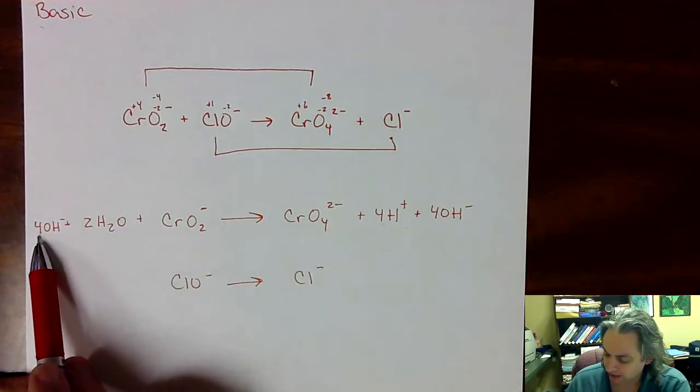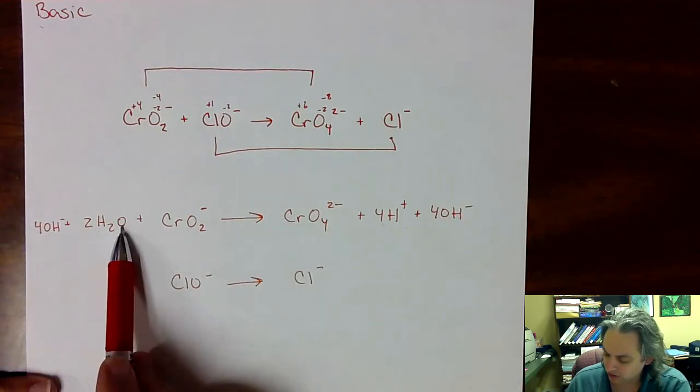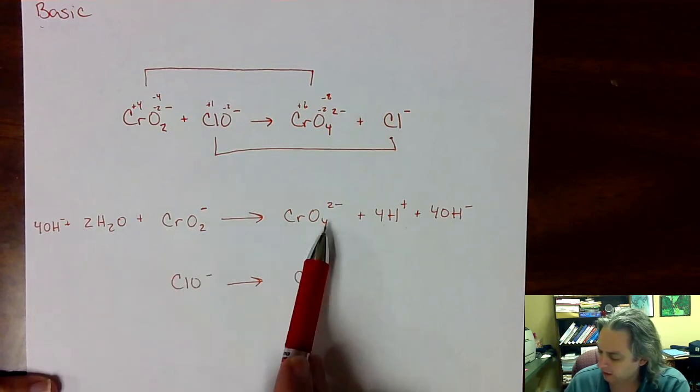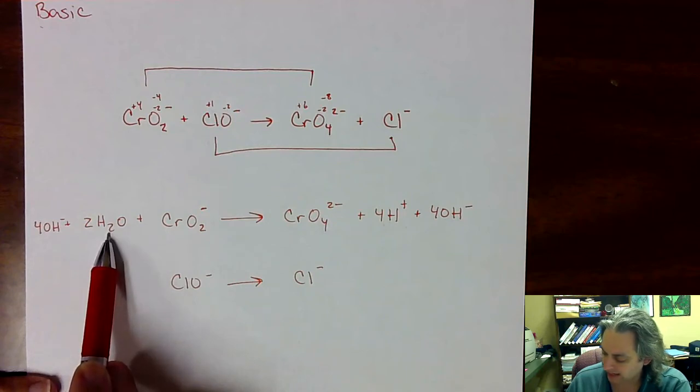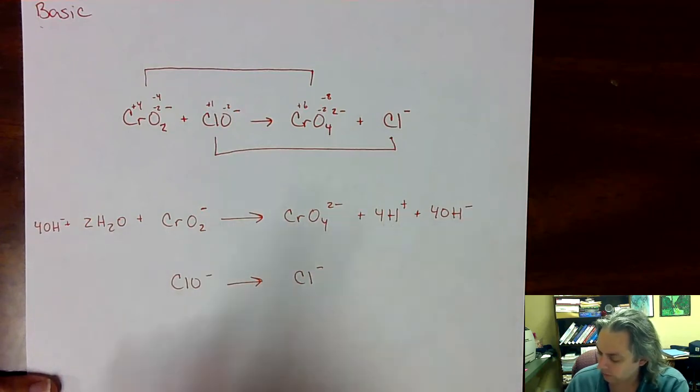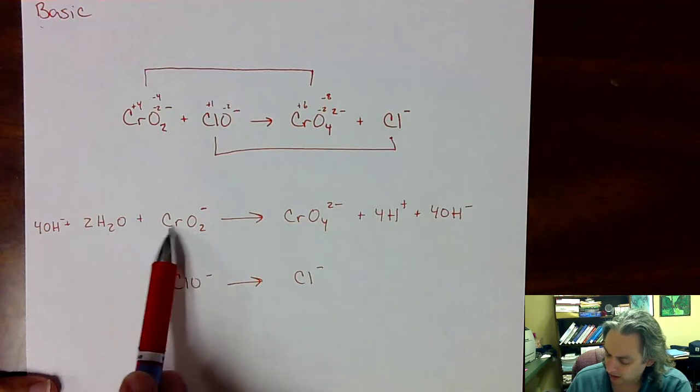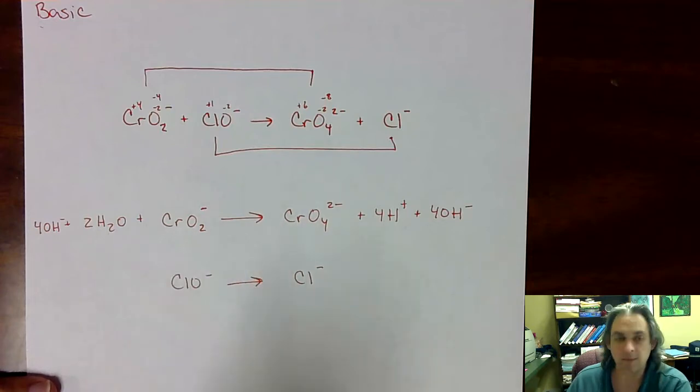So let's just double check. 4 oxygens, 2, so 4 plus 2 is 6, 8. 4 and 4 is 8. 4 hydrogens is 8 hydrogens. 4 and 4, so we're good there. And 1 chromium and 1 chromium. So now we are mass balanced.